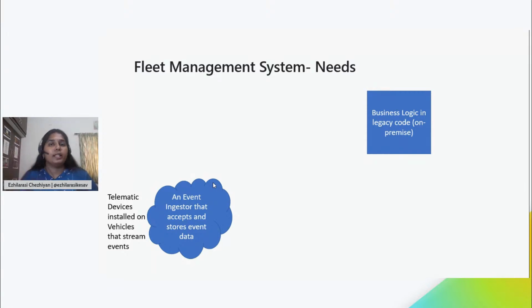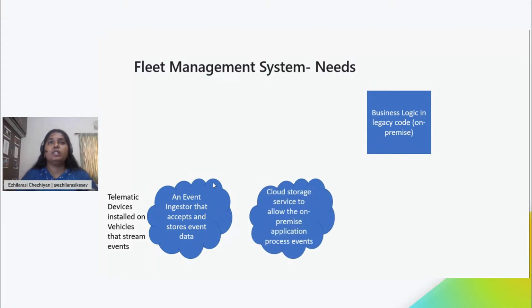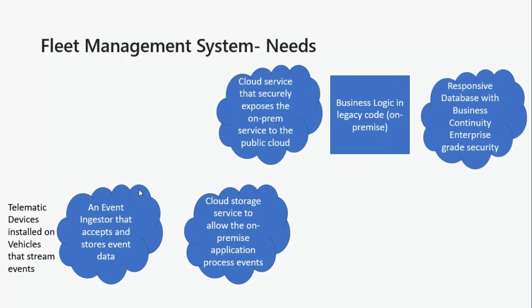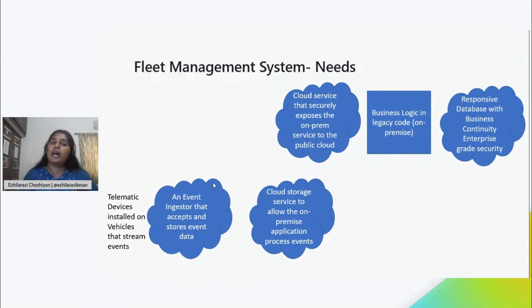And I cannot expect my legacy code running on my on-premise application to handle the events as and when they come in. So I need a cloud storage service that will allow my on-premise application to process these events at its convenient time. And my application, the core business service, is existing on-premise. This has to be safely exposed to my cloud services. So I need a service in place which can do this job for me, which can expose the service from my corporate network into the cloud securely without inviting many changes into my corporate infrastructure. And I need a reliable storage option where my business service can process the data and store the persistent information too, which would ensure the storage is expected to have business continuity guarantee and enterprise-grade security in place.